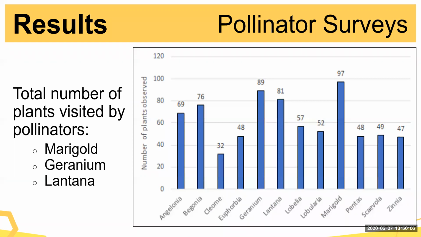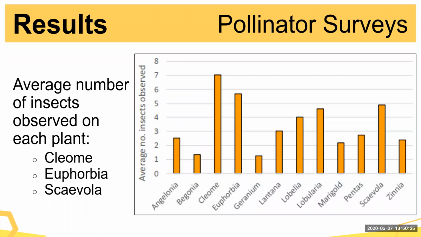As far as the total number of plants visited by pollinators, total number of plants observed, we see that pollinators visited marigolds, geraniums, and lantana pretty frequently. However, looking at the data another way, by looking at the average number of insects observed on each plant, we see that Cleome, Euphorbia, and Scaevola are also very attractive. So we're hoping to tease apart which plants are most attractive to pollinators using the data collected from this year.